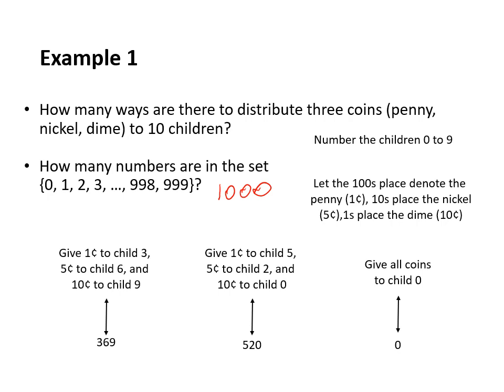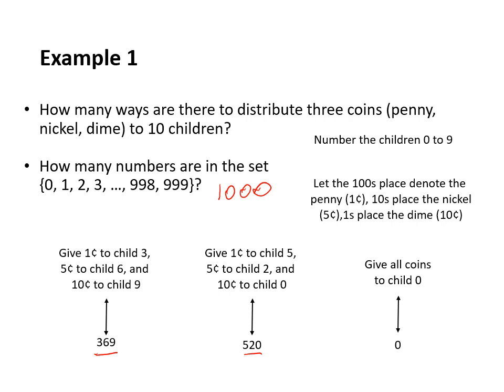So 369 denotes giving 1 penny to child 3, 5 cents to child 6, and 10 cents to child 9. 520 means 1 penny to child 5, 5 cents to child 2, and the dime to child 0.